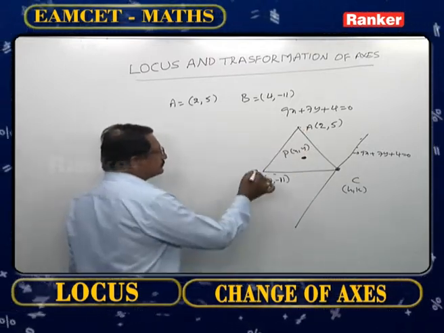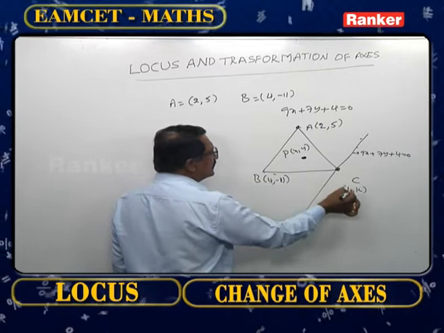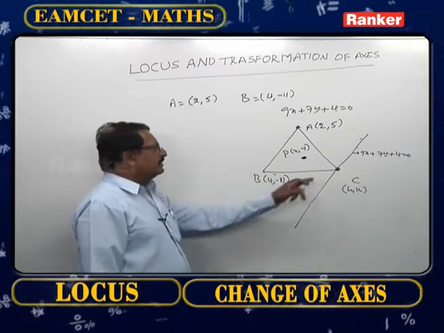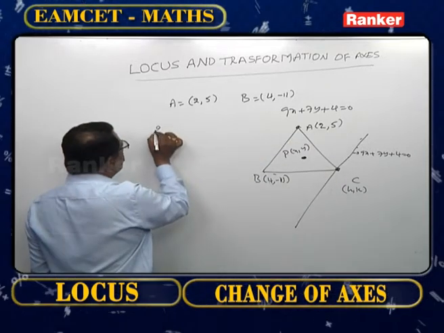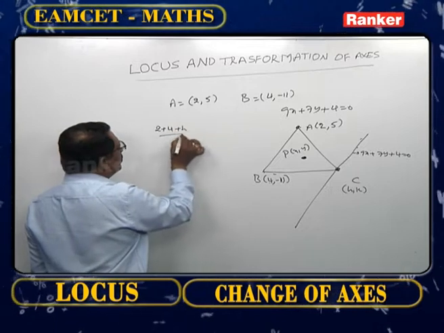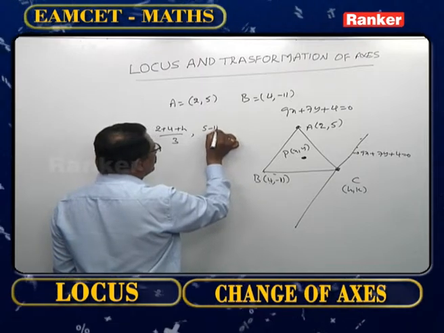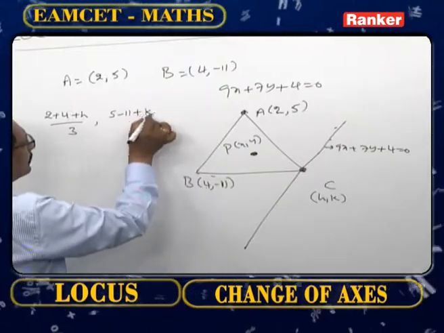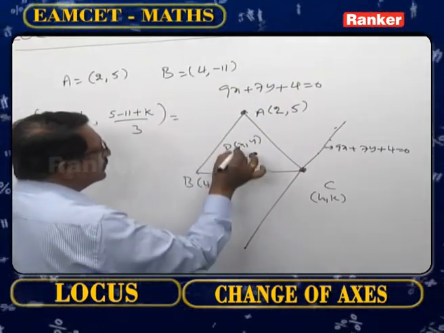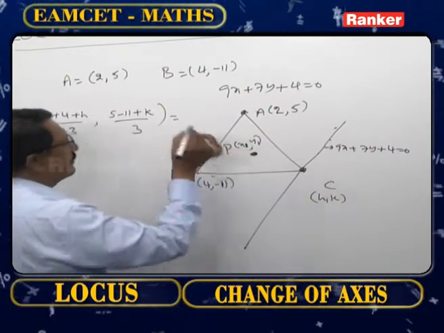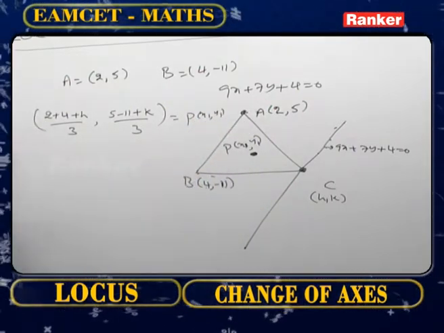Now, using the points A(2, 5), B(4, -11), C(h, k), the centroid of the triangle ABC equals ((2 + 4 + h)/3, (5 - 11 + k)/3). But that equals P(x1, y1), the centroid of the triangle ABC.